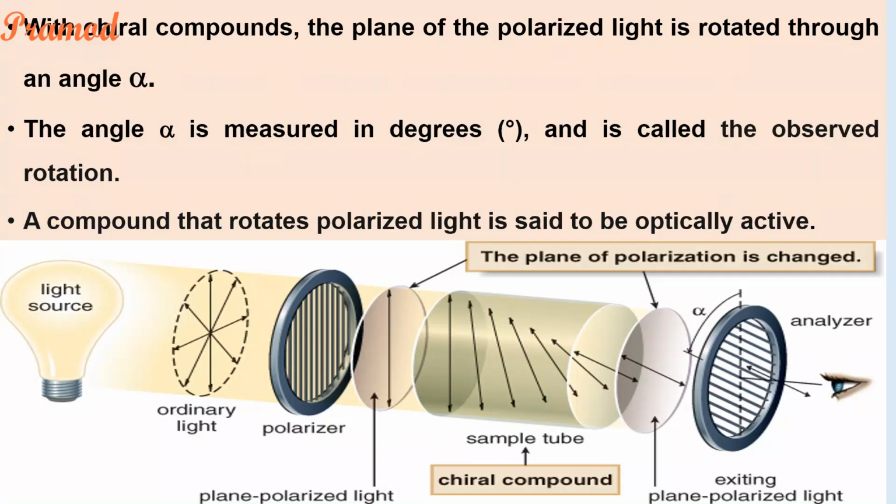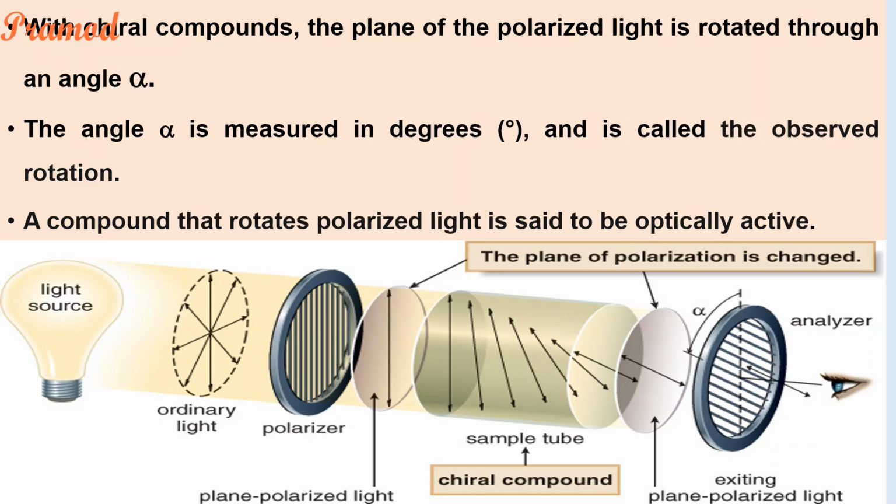With chiral compounds, as we said, the plane rotates through an angle alpha. The angle alpha is measured in degrees, and it is called the observed rotation. Whatever observation we get when the plane polarized light gets deviated is known as observed rotation. A compound that rotates the plane polarized light is said to be optically active. So the criterion for a compound to be optically active is that it should rotate plane polarized light.